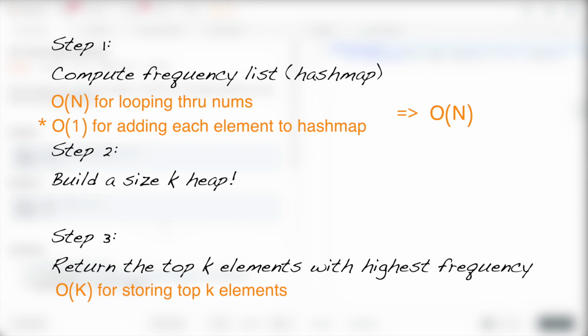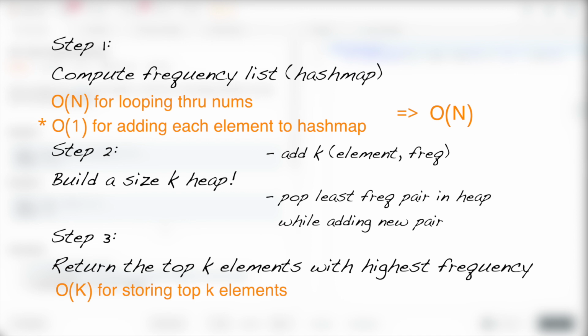Well, to keep the heap at size k, first we're going to add those frequency-element pairs into the heap. And then once we have added k of those pairs, for the next pair that we add, we're also going to pop the least frequent element-frequency pair from the heap. This way, we can always keep the heap at size k. And once we're done adding all the frequency-element pairs into the heap, it should contain the k most frequent elements with their frequencies. So now let's actually talk about the runtime for building the heap.